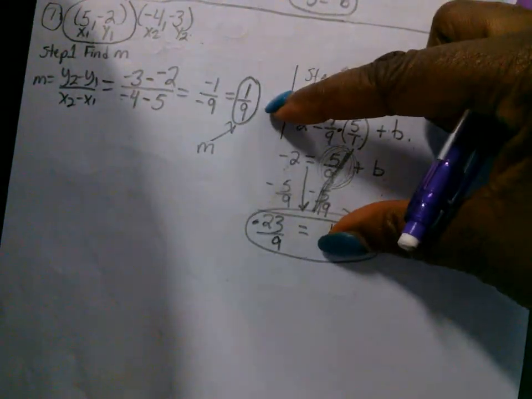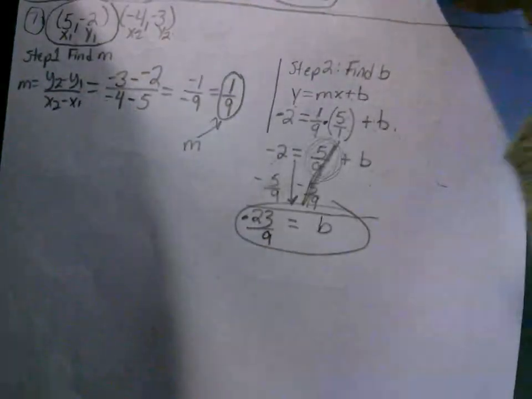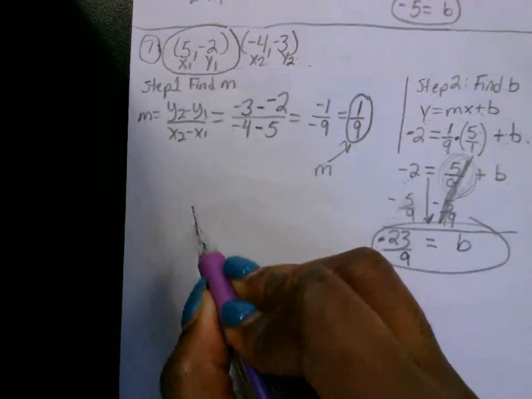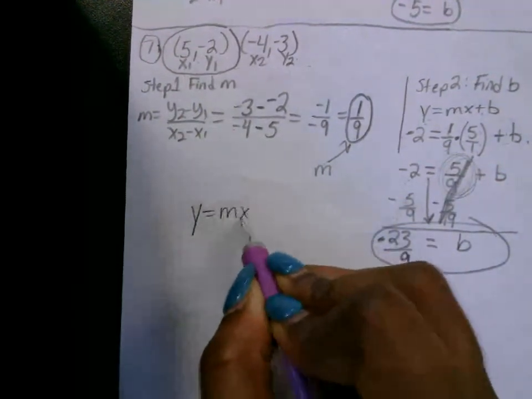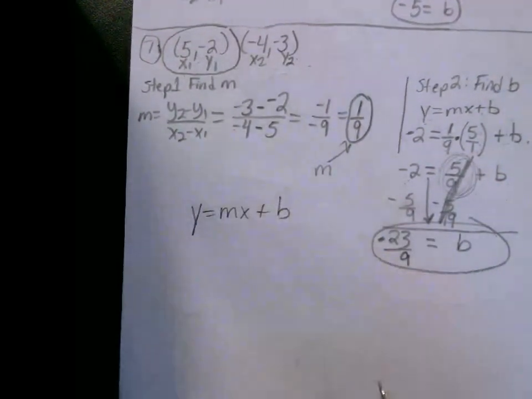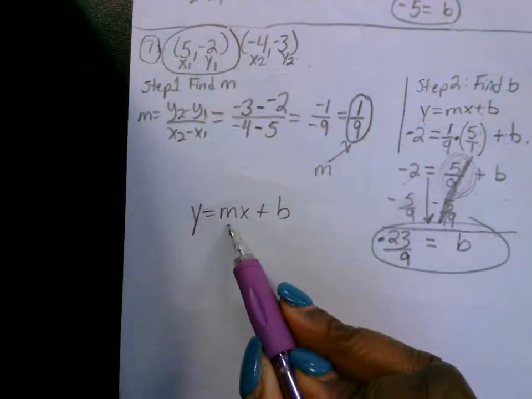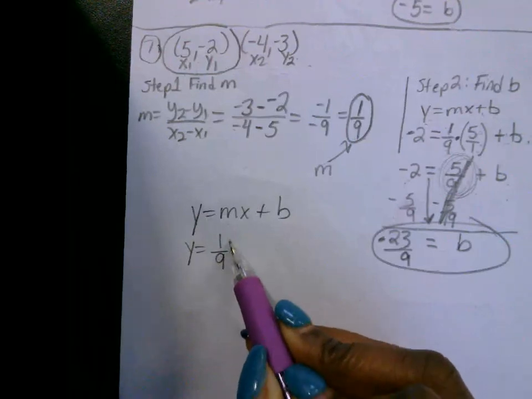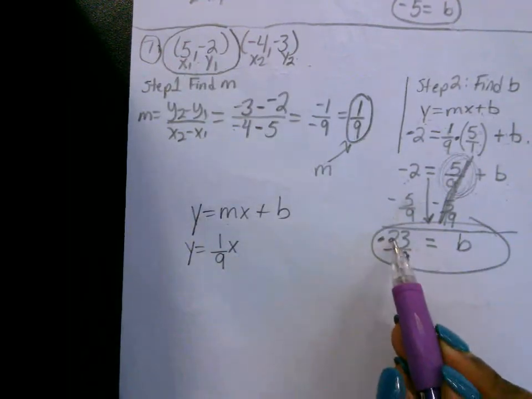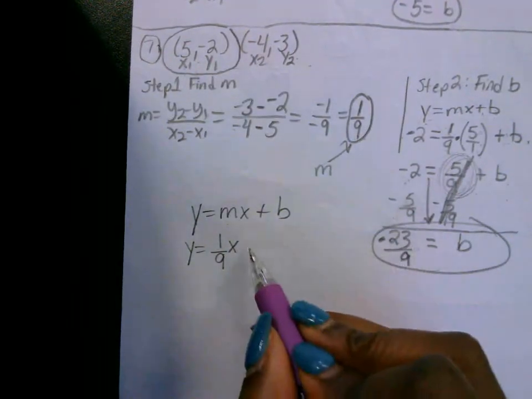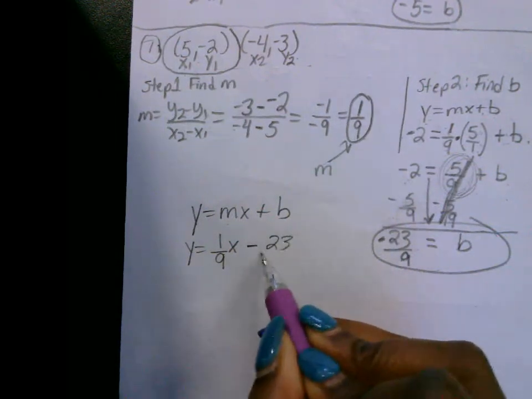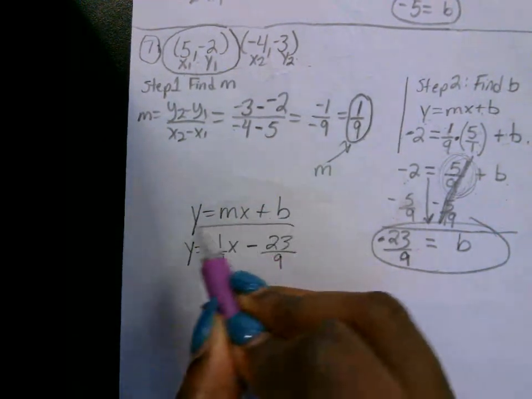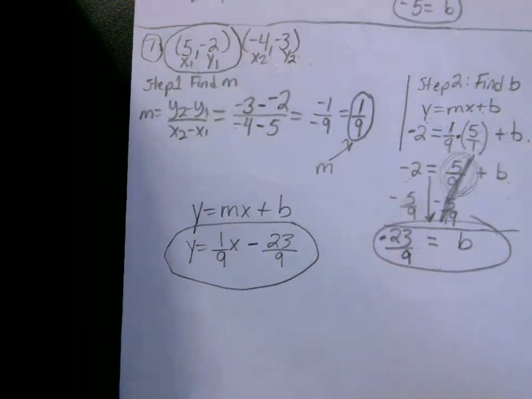So now we have both M and B. In order to write the equation, just like we did before, we're going to substitute 1/9 in for M. So this is 1 over 9 x, and your B is negative 23 over 9. So that's minus 23 over 9. This is the equation, okay?